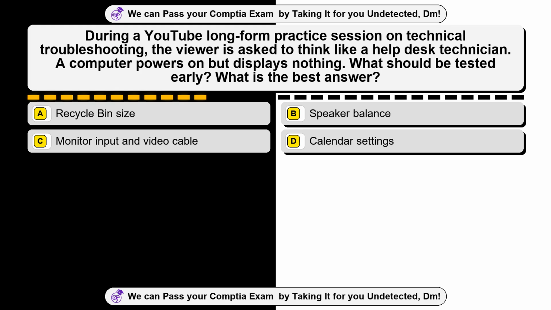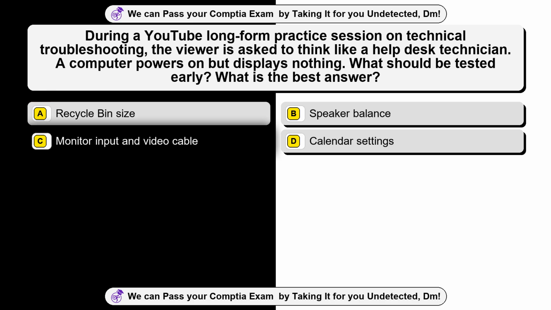Option A. Recycle bin size. Option B. Speaker balance. Option C. Monitor input and video cable. Option D. Calendar settings. The correct answer is option C. Monitor input and video cable.